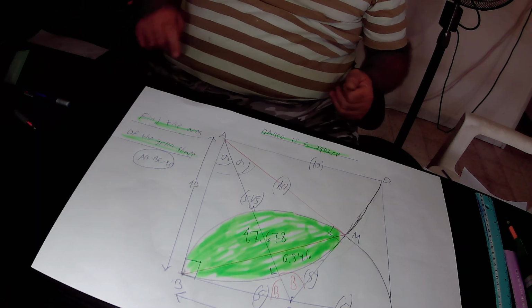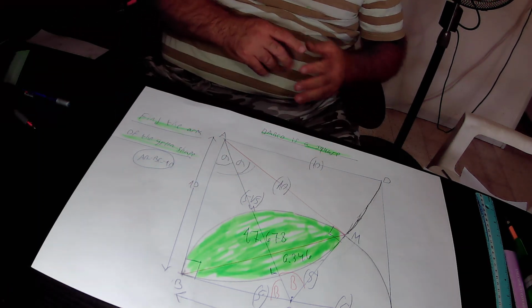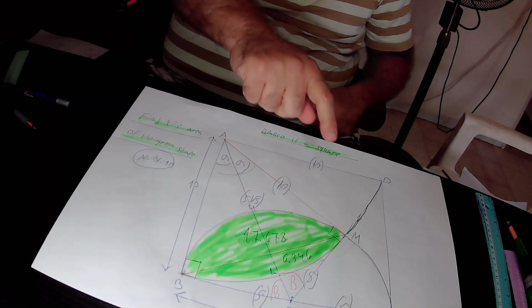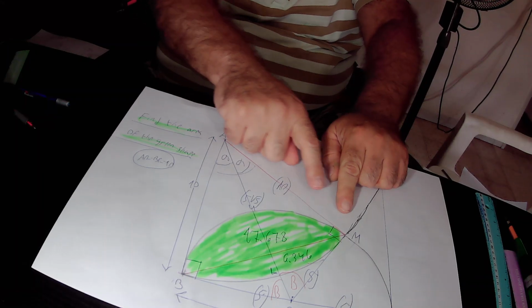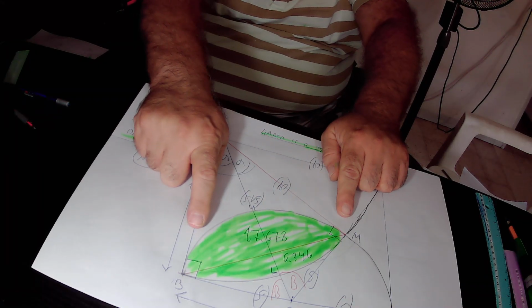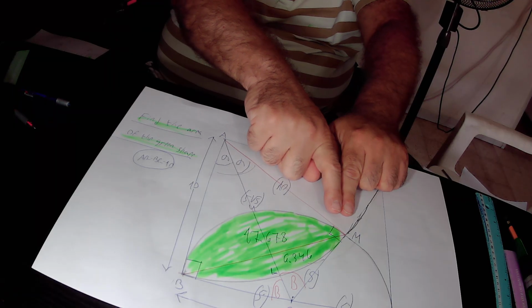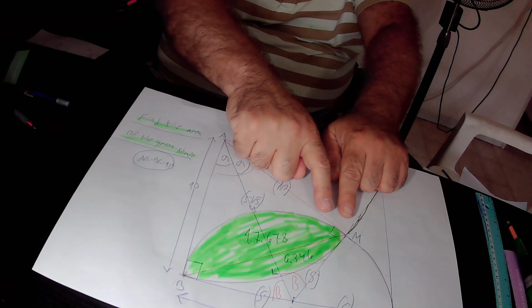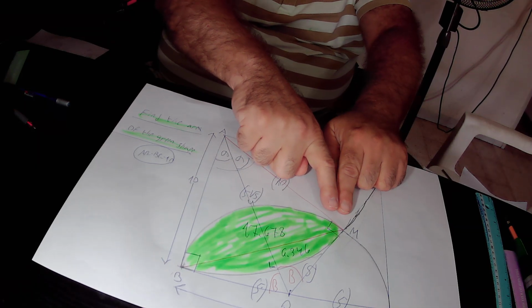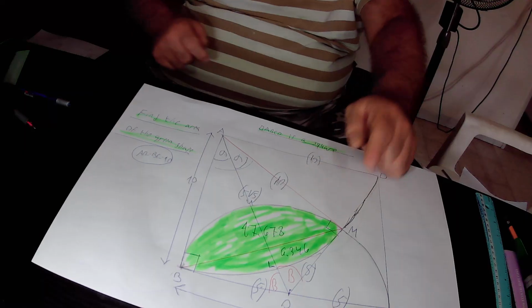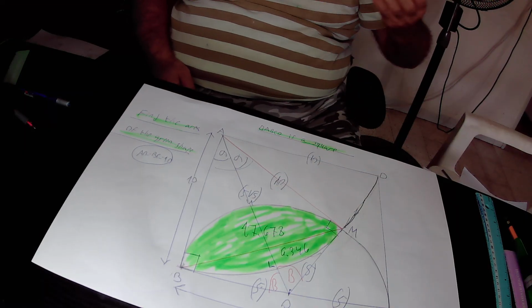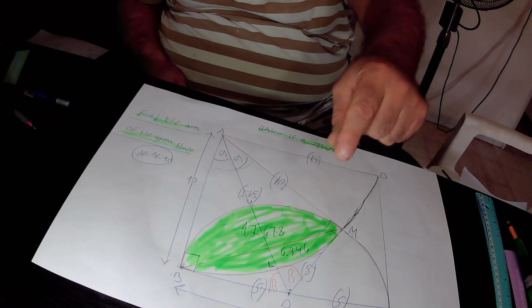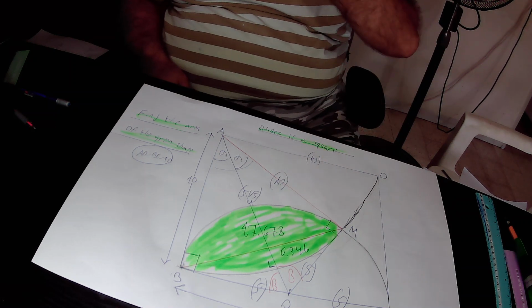In the next step, we join points M and B together by a straight line. Our task is to find the area of this green shape. By joining points M and B, we divided the green shape into 2 parts. The first part is the upper segment MUB, and the second part is the lower segment MLB. So in the next step, we calculate the area of each segment separately, and then add the 2 segments together, and this will be the area of the green shape.